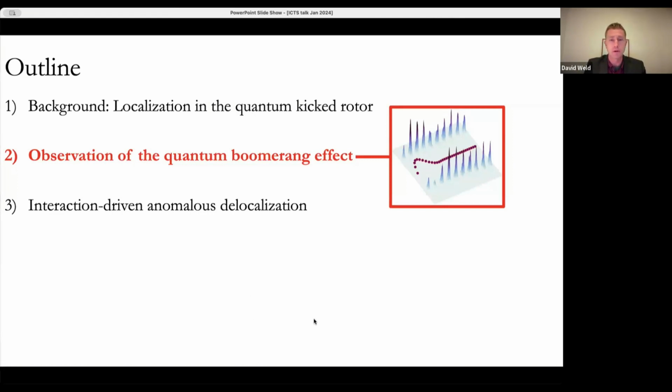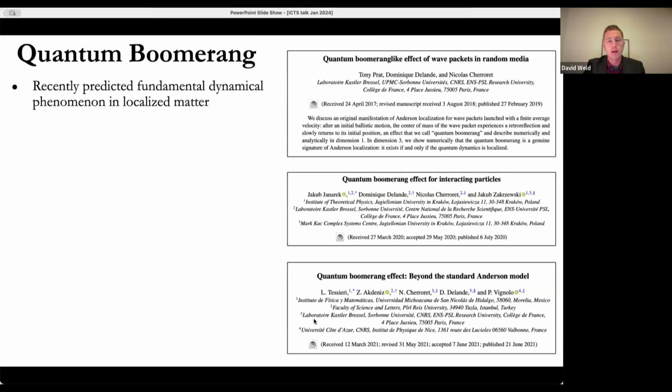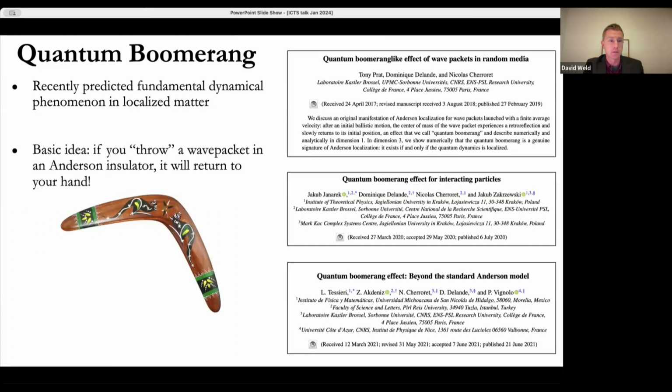Okay, so the quantum boomerang effect. As I mentioned earlier, the quantum boomerang is a surprisingly recently predicted, but pretty fundamental dynamical phenomenon that occurs in localized matter. And these papers that I've put up here are actually the first theoretical papers that realized and thought about this phenomenon. The basic idea is super simple. But really, it should be understood as a dynamical idea, something that describes the evolution of a system in time.